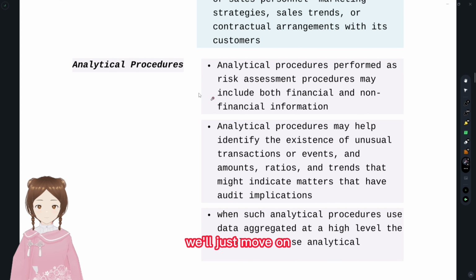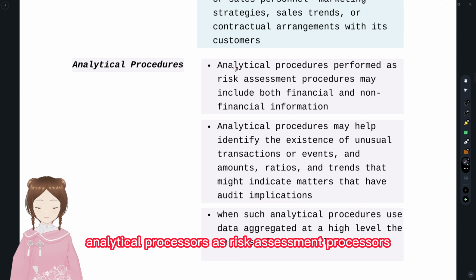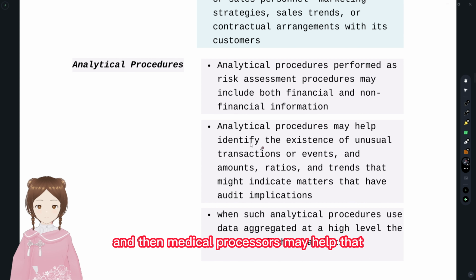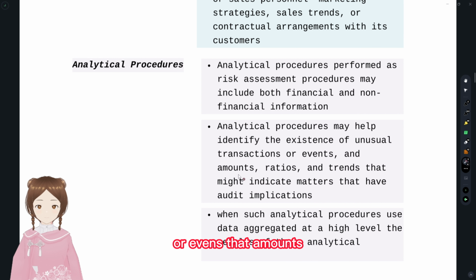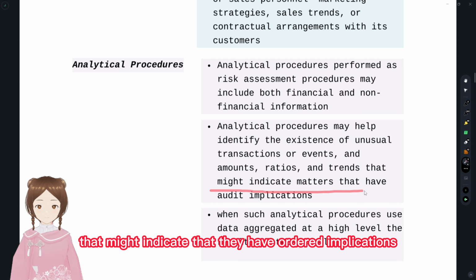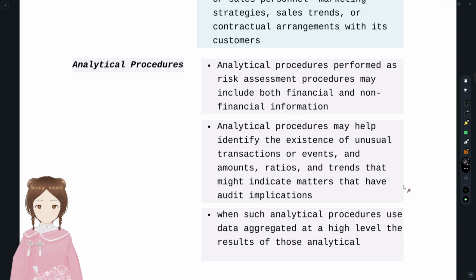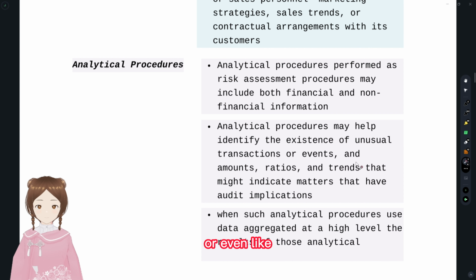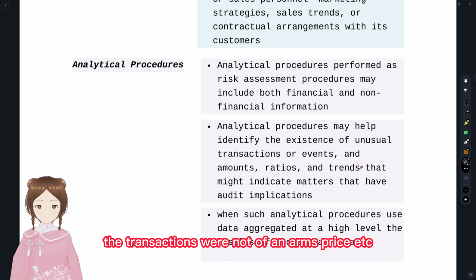And with that said, we'll just move on. What are the analytical procedures here? Analytical procedures as risk assessment procedures may include both financial and non-financial information. Okay, analytical procedures, they're talking about it as an audit procedure now, which includes both financial and non-financial information. And the analytical procedures may help, they're talking about the benefits of analytical procedures, why we have to do them. To identify the existence of unusual transactions or events, and amounts, ratios, and trends that might indicate matters that have audit implications. They are talking about identifying any kind of unusual transactions or events, like transactions that were not at arm's length price, etc.